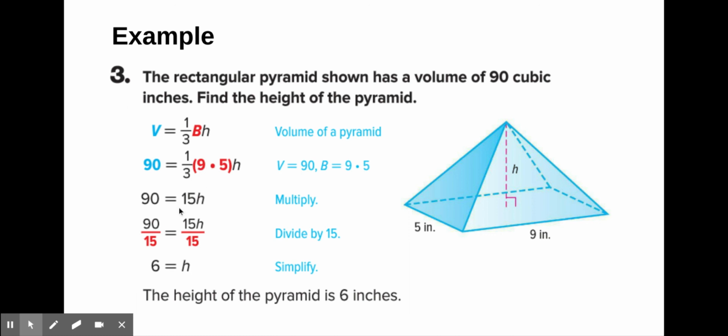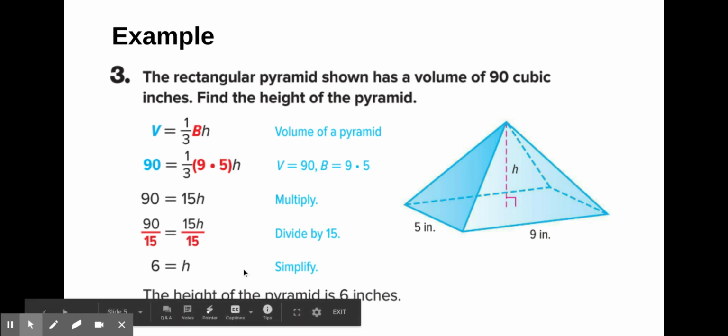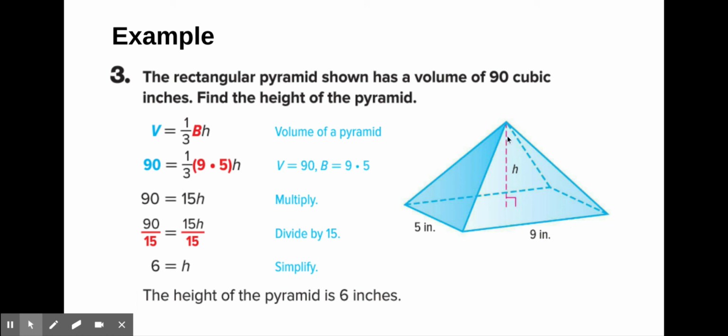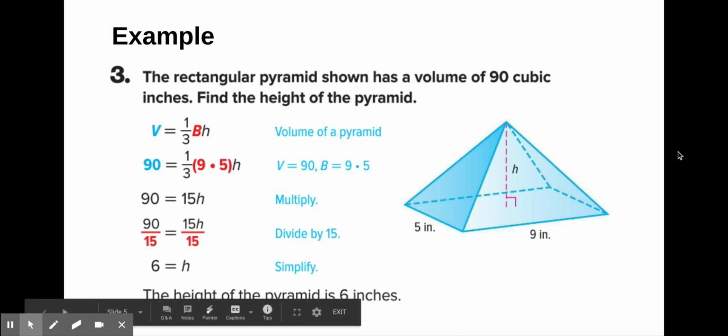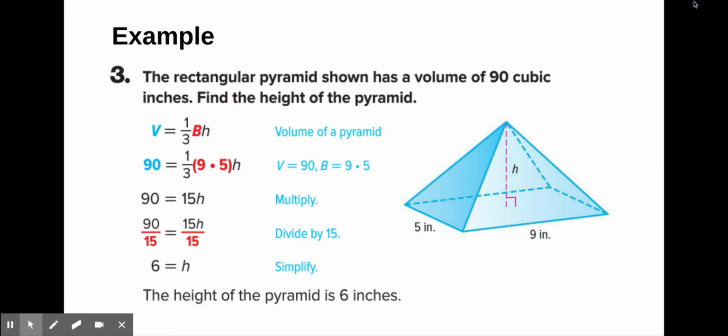So 90 equals 15H. We use our knowledge of solving one-step equations here by dividing both sides by 15, and we realize that 6 equals H. And so if this is inches, then the height is 6 inches. All right, so we'll see how you do on this one. All right, that should be the last slide, and talk to you later.